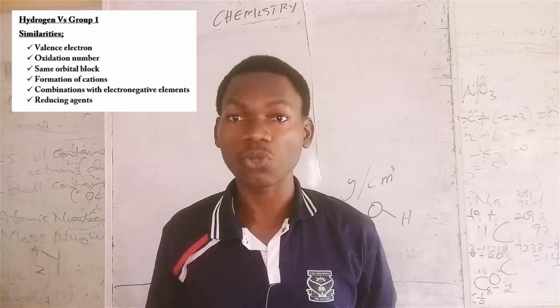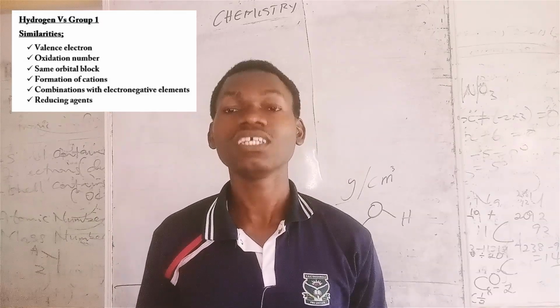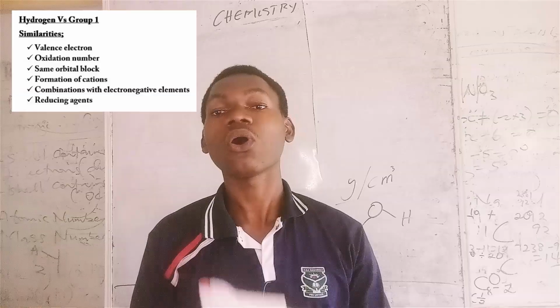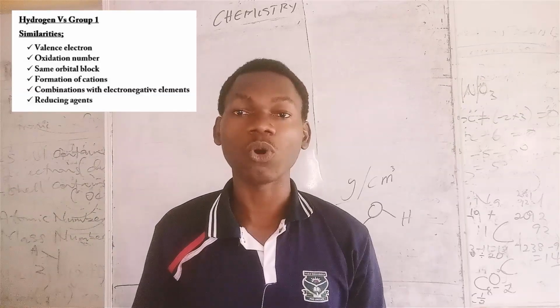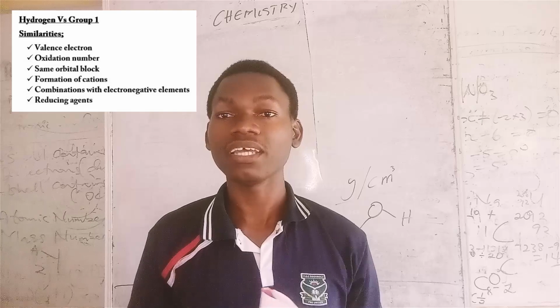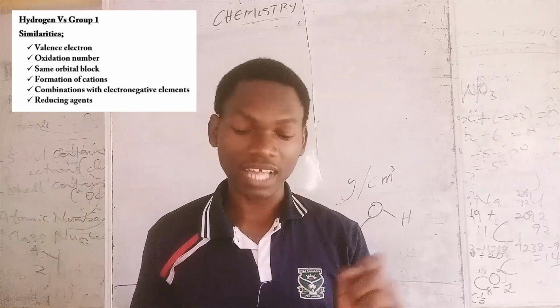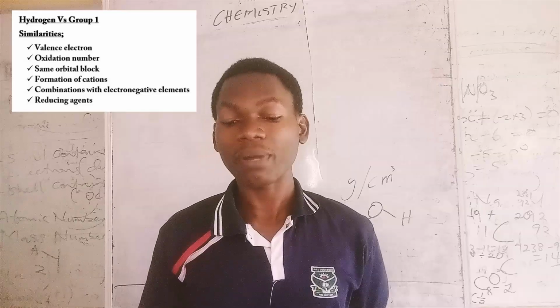Second is the oxidation number. We know that the ordinary oxidation number of hydrogen is +1, same with all other elements in group 1. Sodium and potassium and all other elements in group 1 have an oxidation number of +1. So that's the second similarity.